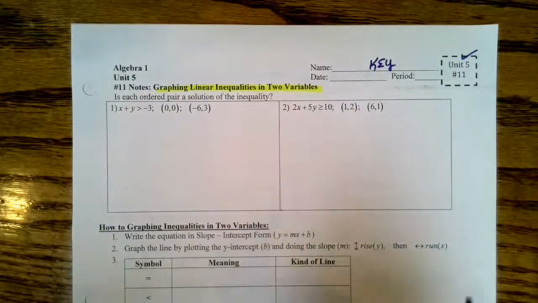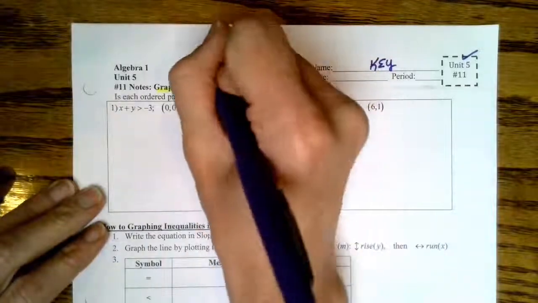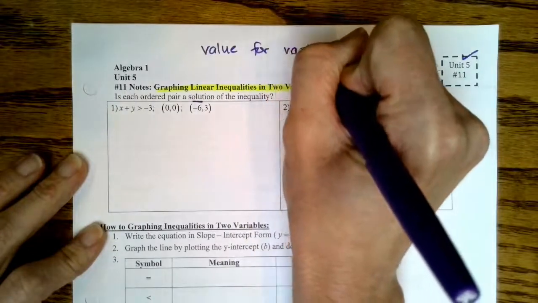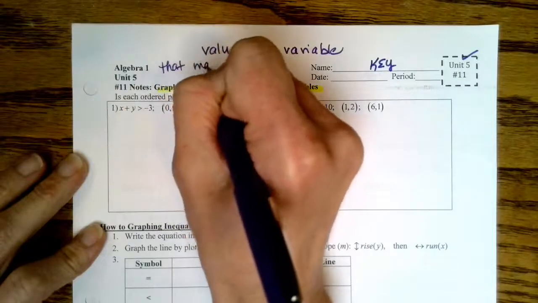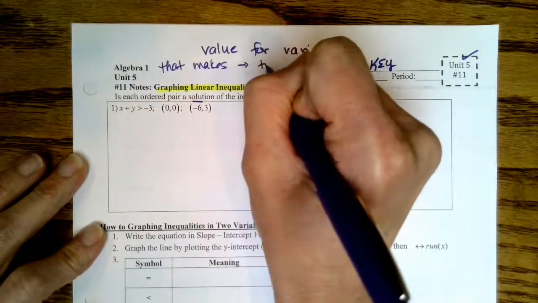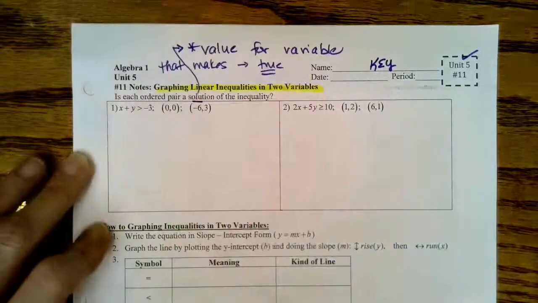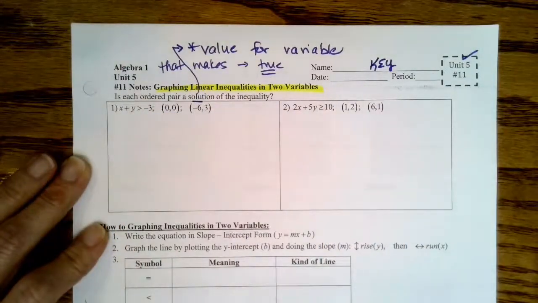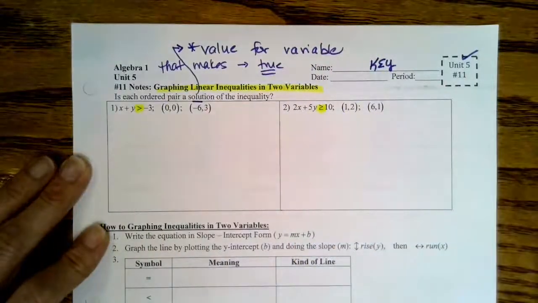So when we talk about whether each ordered pair is a solution to the inequality, we know a solution is a value for the variable that makes the equation true. So we're looking for that value for the variable that makes the equation true. When we have an inequality, meaning greater than, less than, greater than or equal to, or less than or equal to, we recognize that there's more than one that's going to make it true.